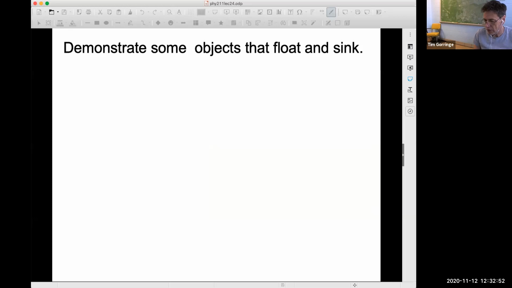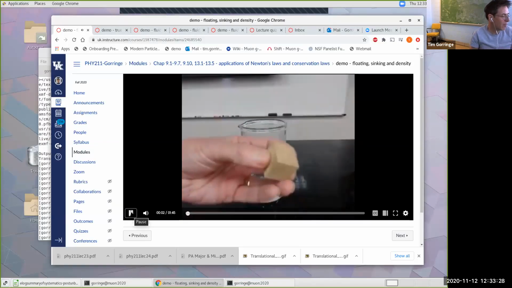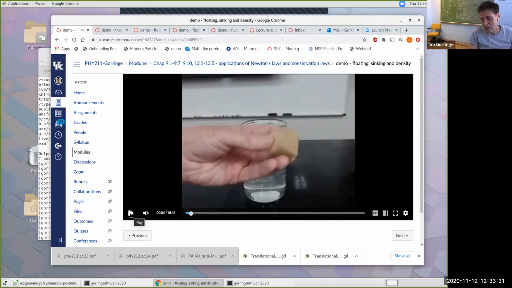And first, I want to just show you a little demonstration of an obvious thing that you know already, but let's do it anyway. It's that some objects float and some objects sink in, for example, water, in the ocean, or in a river. So let me just show you a quick demonstration here. I'm going to share a different screen. And what you're going to see in this no expense spared video production is my hand placing different objects into a flask of water. And we're going to see these different objects float and sink.